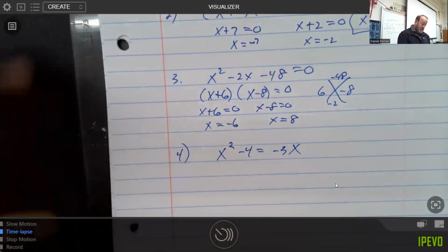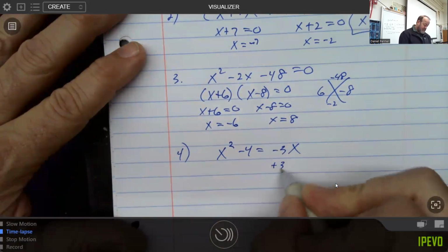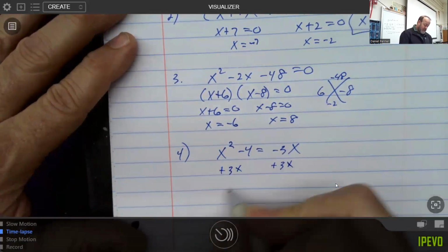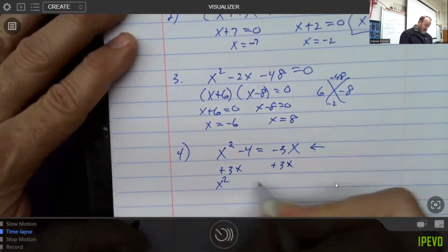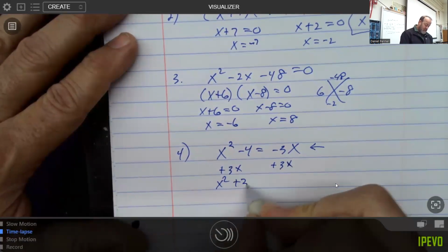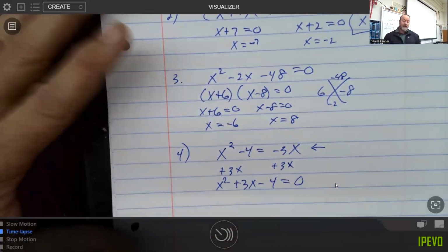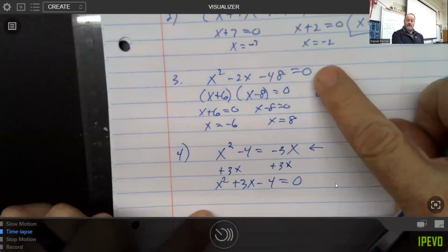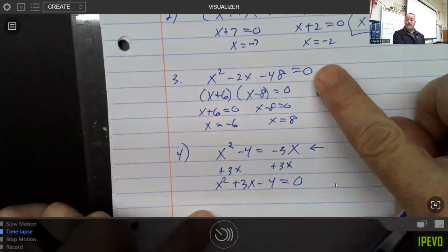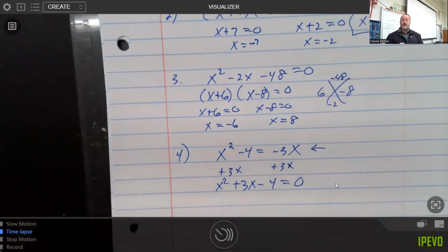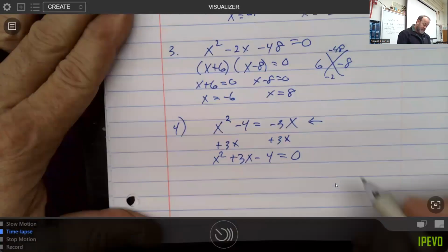So what we're going to do is add 3x to both sides. Now, the original problem doesn't look like it, but if I rewrite it this way, all of a sudden I have something just like the previous problem that is set equal to 0. That's a critical piece of algebra. Anytime you have a quadratic, we like to set those things equal to 0.